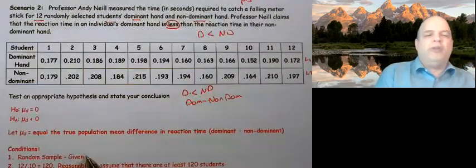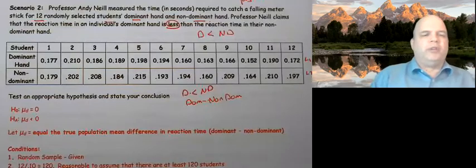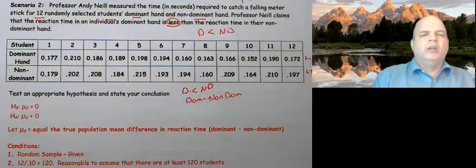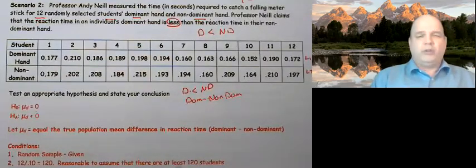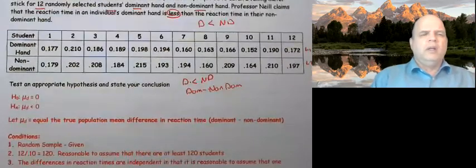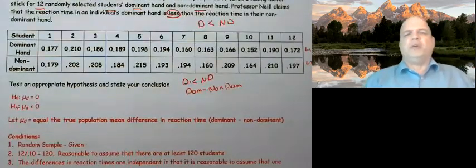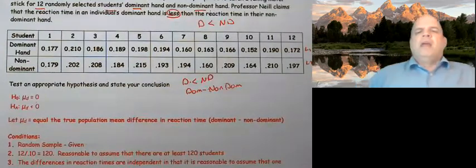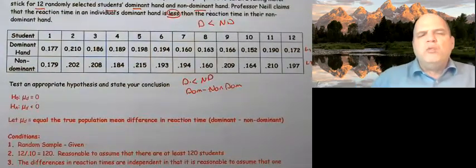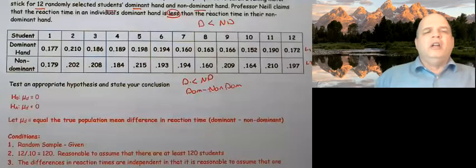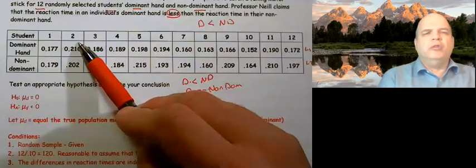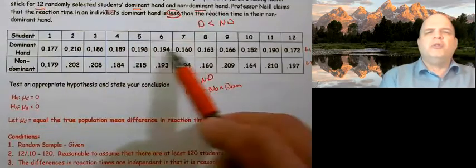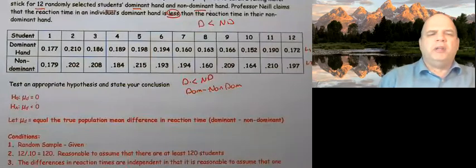Conditions, random sample. They gave it to us this time, so it's a random sample that's given. We have 12 participants, and 12 divided by 10, reasonable to assume that there are 120 students or more. The next thing is the differences in reaction times are independent. And basically that's a new condition, but student 1's reaction time probably doesn't impact student 2, etc. So it's reasonable to assume that the reaction times are independent.